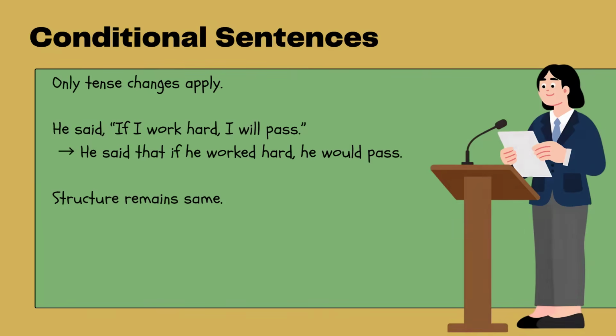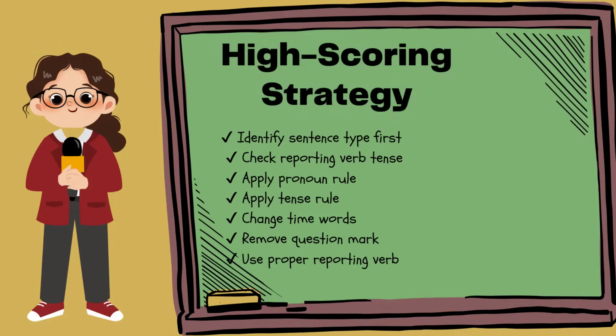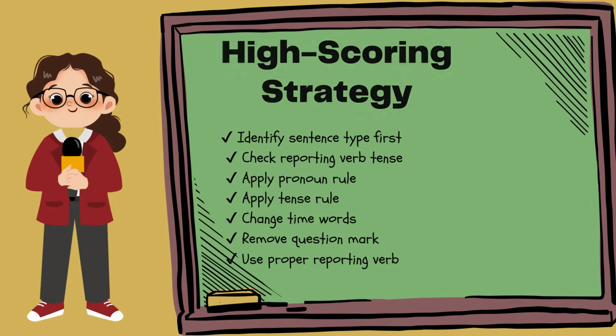Very straightforward. Now let me give you some high scoring strategies to remember in order to convert the direct speech into indirect speech. Identify the sentence type first, then check what is the reporting verb of the tense. And then apply the pronoun rule, the three golden rule. First person changes according to the subject, second person changes according to the object, and third person there is no change. Apply the tense rule. Then change the time words, those are the adverbs of time and place. Remove the question marks if it is an interrogative sentence, and use the proper reporting verb according to the situation.